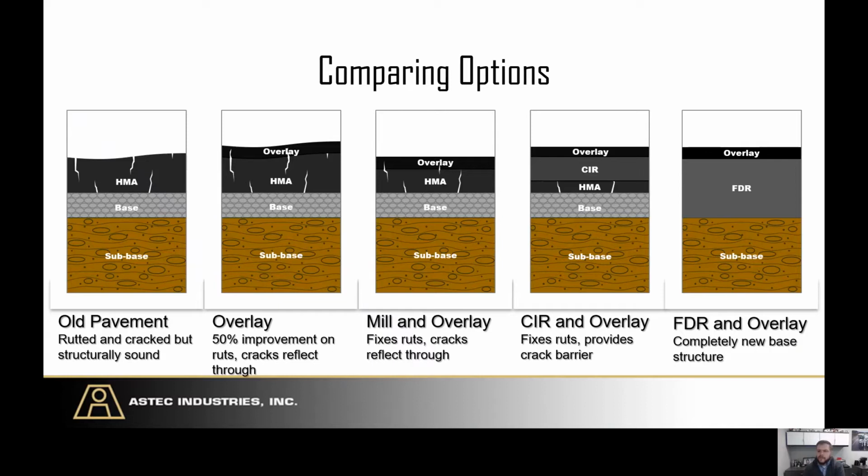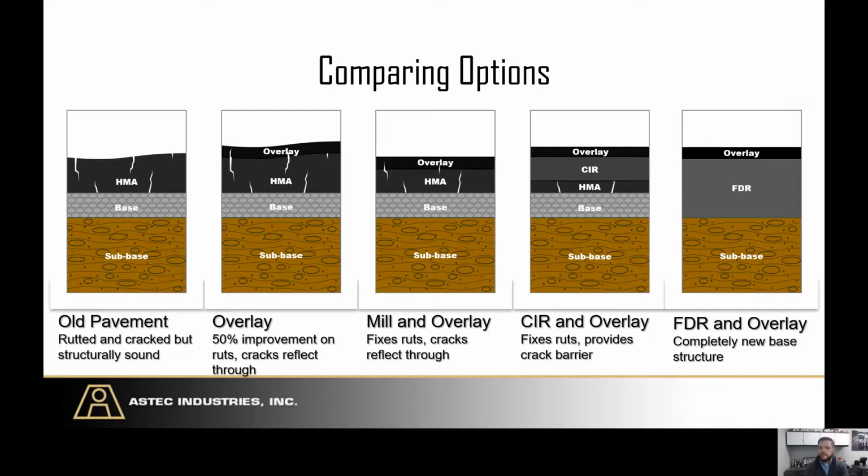So looking at these different processes through the pavement structure, you have an old pavement, cracked, maybe a little rutted. One option would be to just overlay it, a very temporary fix. You might get a 50% improvement on the ruts and cracks, but the cracks are still going to reflect through. Another very common process that's going to buy you some more time over a straight overlay and make some more improvements is mill and overlay, or mill and fill. We fix the ruts, fix the geometry, but still those cracks, if we don't remove them, will reflect through.